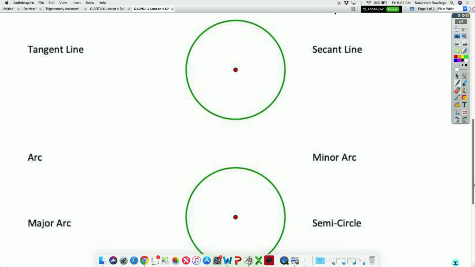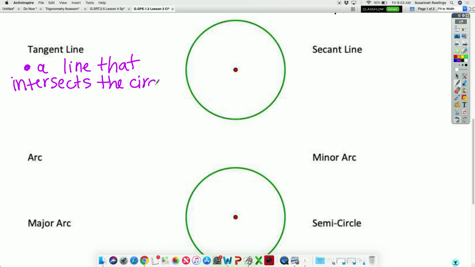Okay, moving on to our next circle, we're going to start drawing our lines. So the first type of line we have is a tangent line. What's the difference between a line and a chord? Good, so our line is going to keep going forever and ever with our arrows. A chord is going to stop as a line segment. So our tangent line is a line that intersects the circle at only one point.